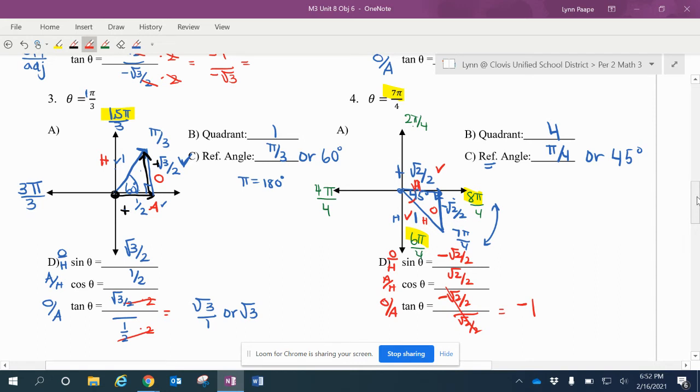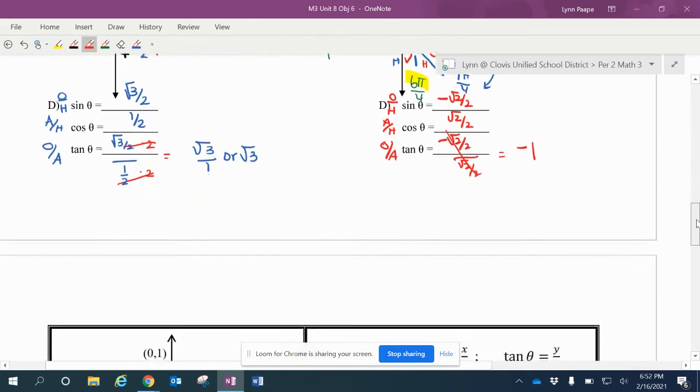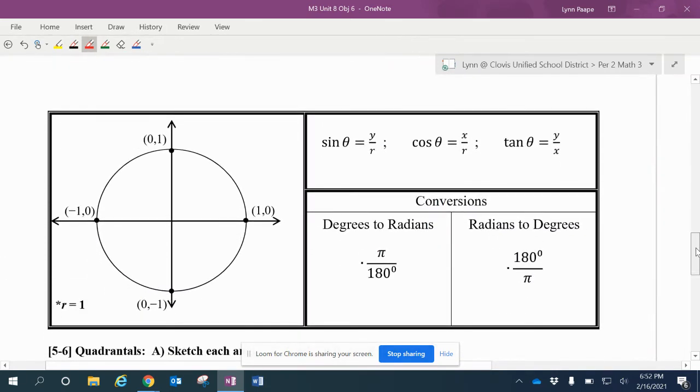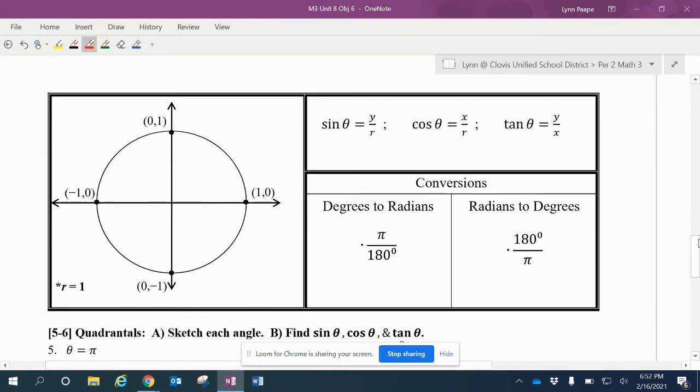Okay, so again, this is a lot like what we did in 8.2 and 8.3, where we're finding quadrants, reference angles, and then trying to figure out all of those trig ratios. Okay, so let's take a look at page 2 here. So for page 2, we're going to be looking at quadrantals and doing the same thing. In order for us to do quadrantals, we need to be able to label the 4 coordinates here, knowing that we have a unit circle. So a unit circle meaning the radius is equal to 1. So the distance from the origin to the edge of the circle is always going to be just 1 unit.